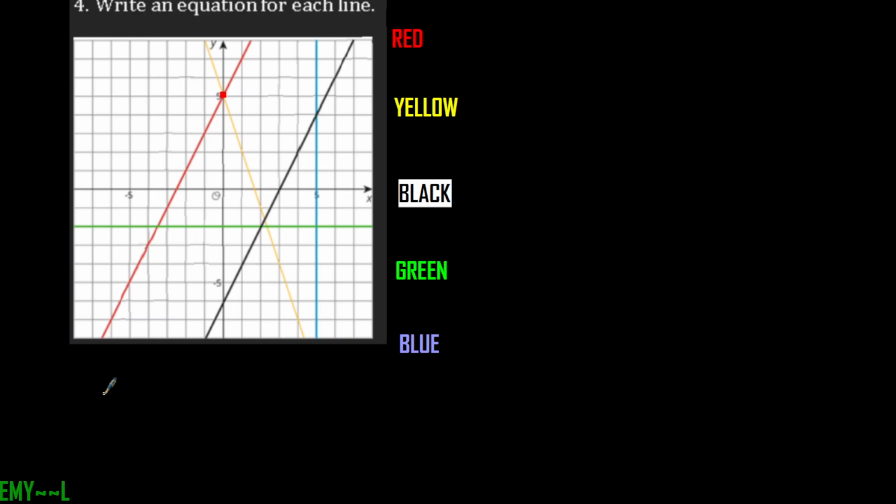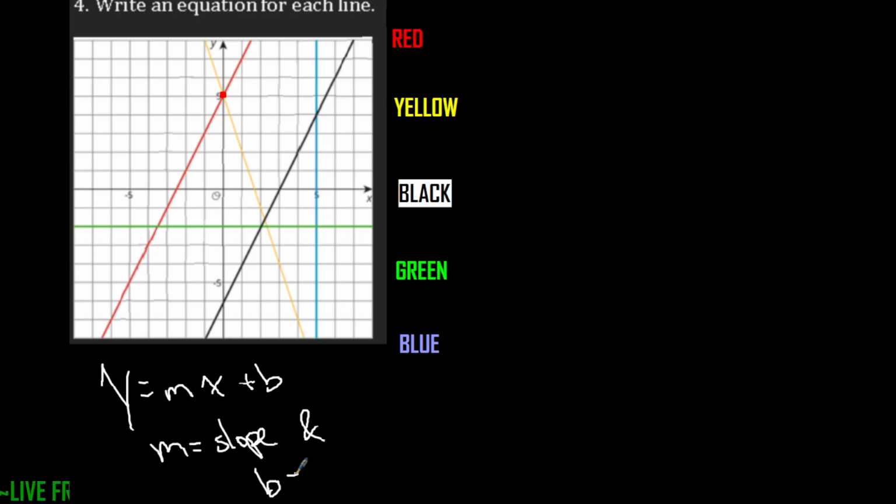Again, each of these equations is going to be in the form y equals mx plus b, where m is slope and b is y-intercept. All right, so find your y-intercept. It goes to the point (0, 5), and then we can count. I go one step to the right for every 2 steps up, so our slope is going to be 2.